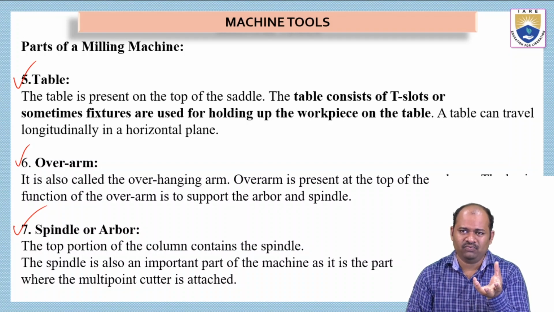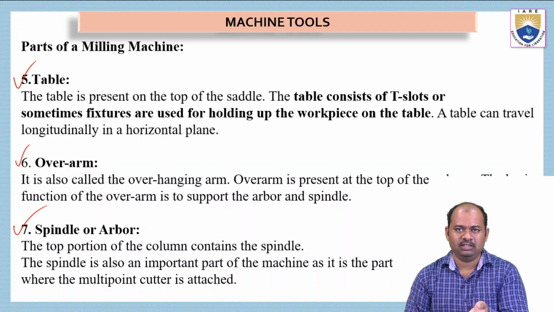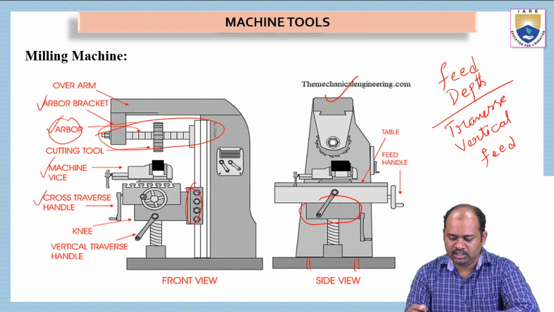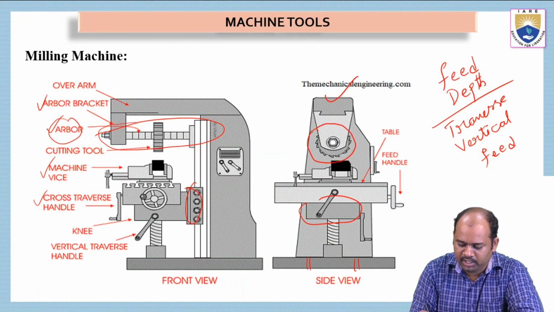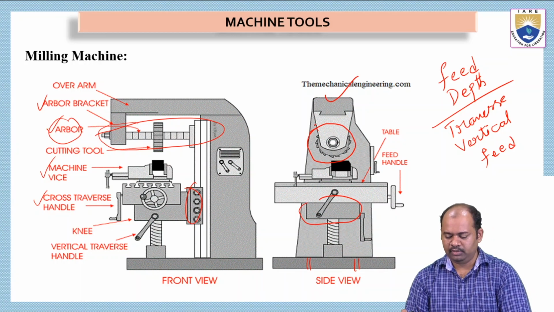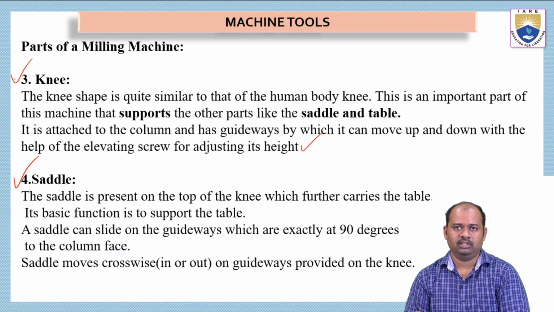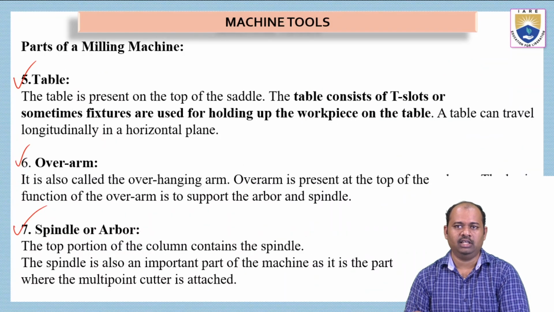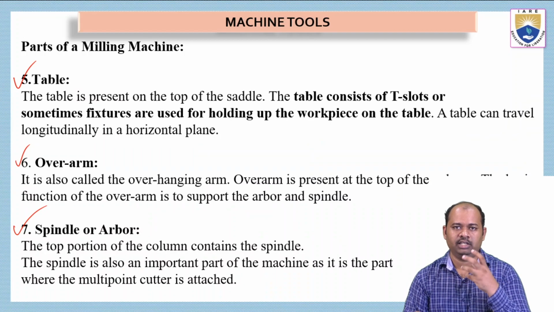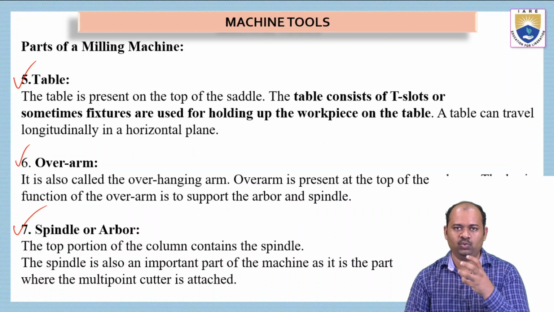It is like a wheel. In this figure, we can see this is a wheel. It has multiple cutting points. So this multiple edge cutting tool is fixed on the spindle. The spindle is the one which is rotating along with the multi-point cutting tool. This multi-point cutting tool is responsible for removing the material from the workpiece.